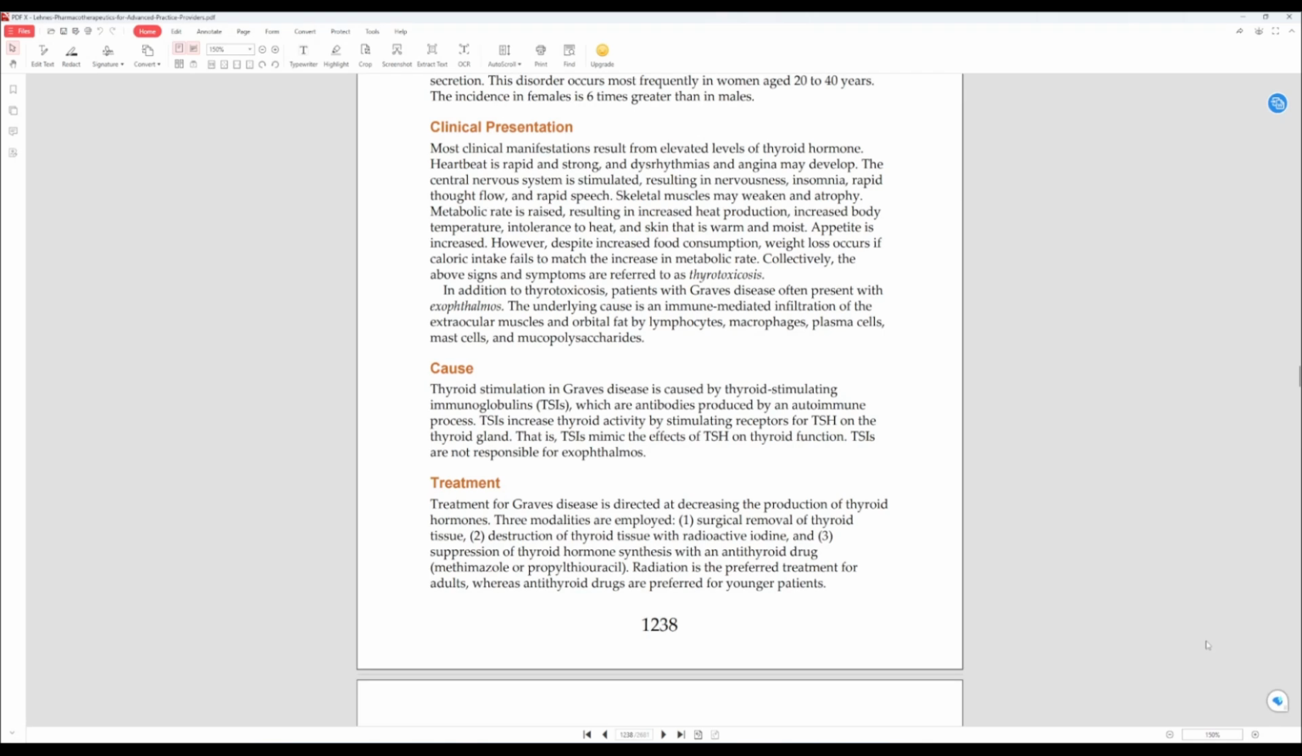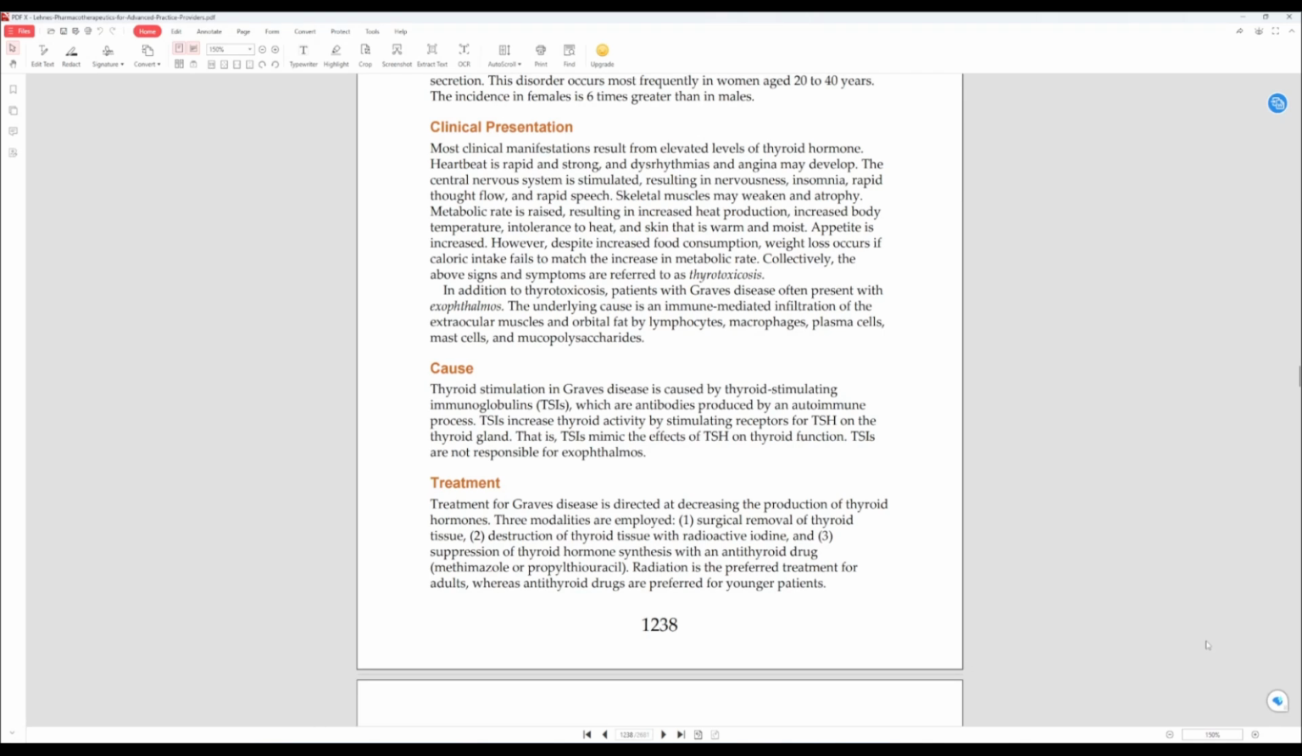However, despite increased food consumption, weight loss occurs if caloric intake fails to match the increased rate in the metabolic rate. Collectively, the above signs and symptoms are referred to as thyrotoxicosis. In addition to thyrotoxicosis, patients with Graves' disease often present with an exophthalmos. The underlying cause is an immune-mediated infiltration of the extraocular muscles and orbital fat by lymphocytes, macrophages, plasma cells, mast cells, and the mucopolysaccharides.